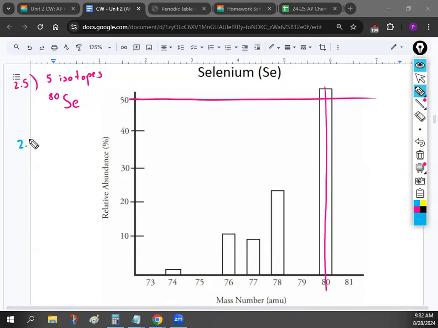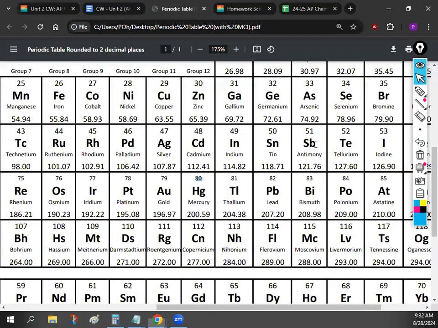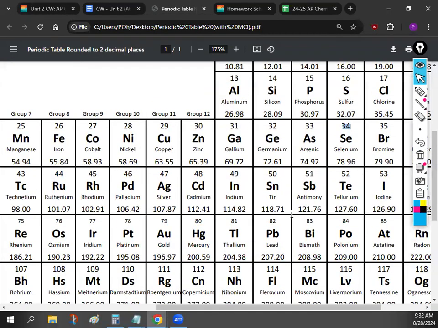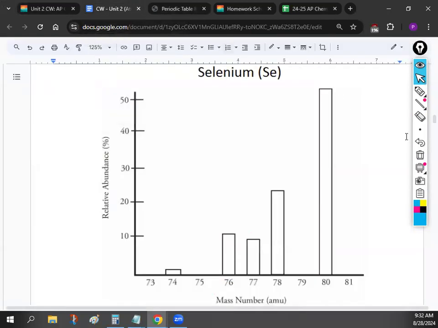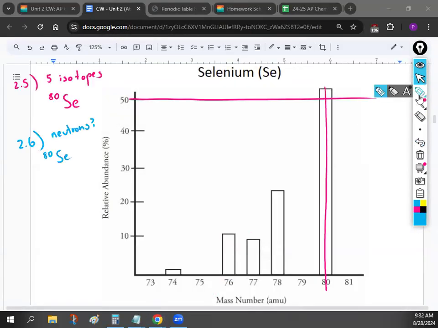All right, 2.6, and I kind of asked you guys to do this a little bit later, but it's going to ask you how many neutrons does the most abundant one have? So we're talking about selenium 80, right? To find selenium 80's neutrons, it's pretty simple. All we have to do is go to the periodic table and subtract the protons. So if we look up selenium, it's 34. So we just do 80 minus 34, and that's going to give you 46 neutrons.